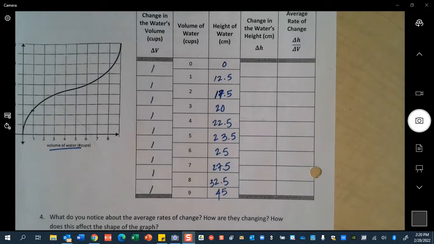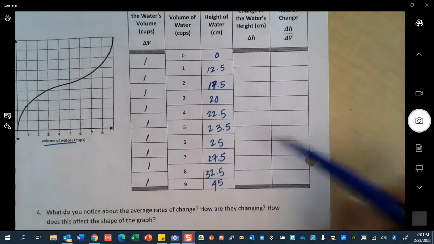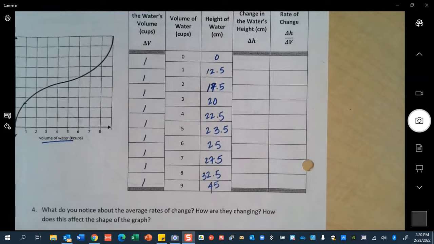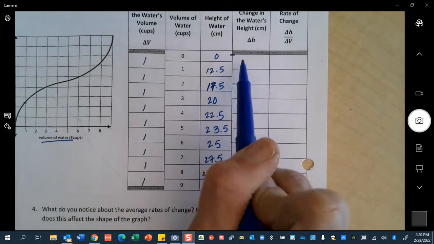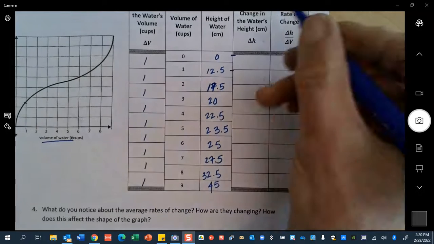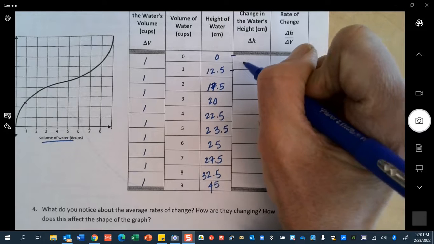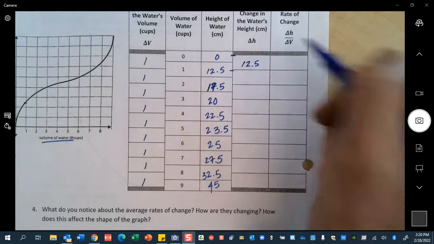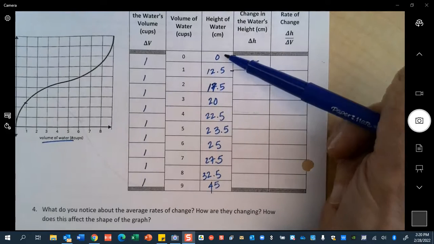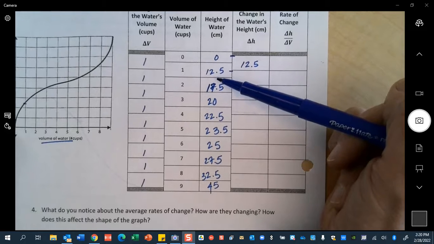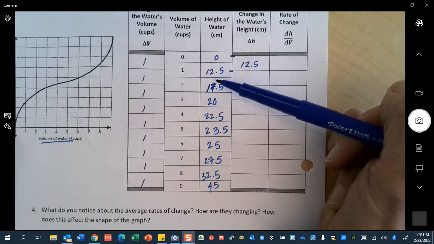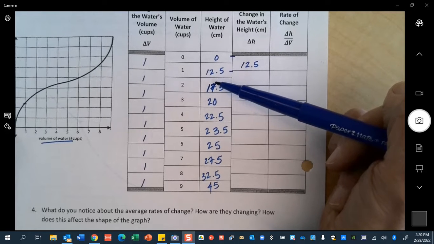We have the height of our water. Now, I struggled with some of these estimating, so if you and I don't quite agree here, that's fine. The reason why this box is between these two is because it's set up for you to find the change in the height. So from 0 to 1 cup of water, my height went up super fast.